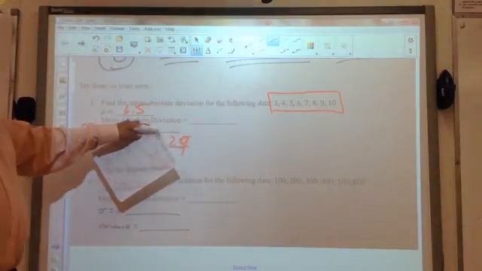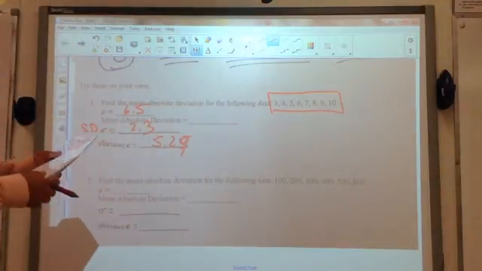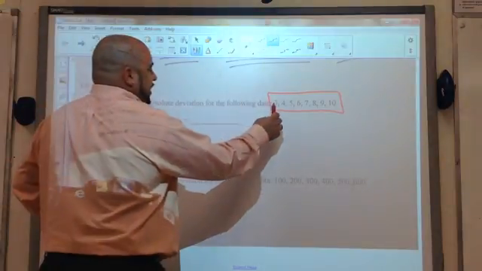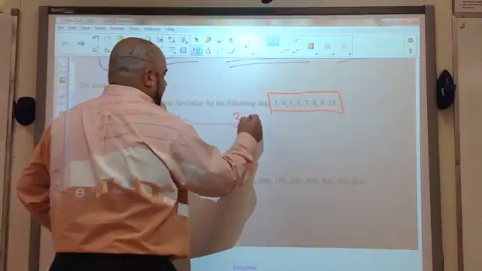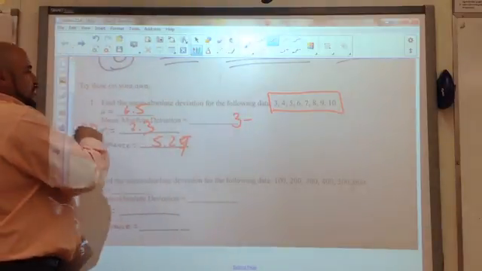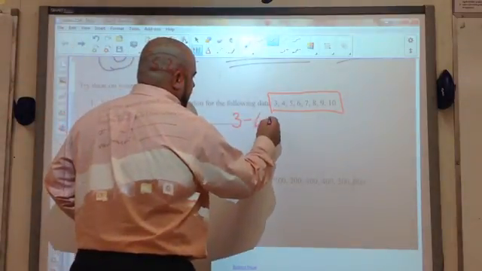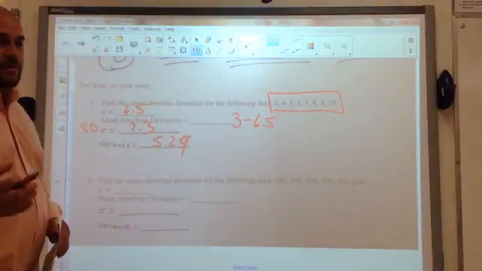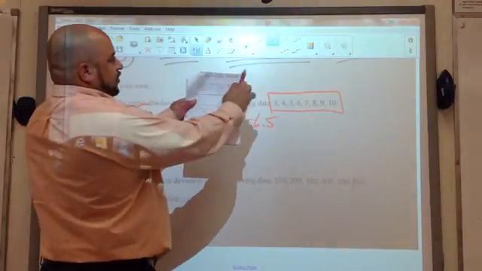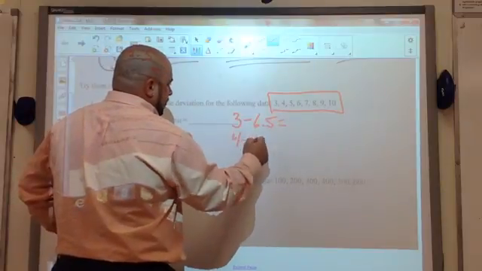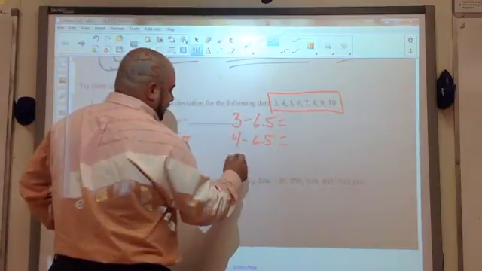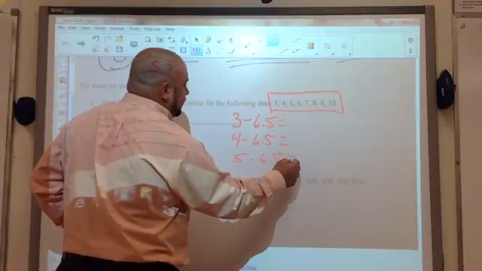Now we're going to find the mean absolute deviation. And the way it works is you're going to take every single one of these numbers and subtract it from the mean, which is 6.5. So on your paper, write this down somewhere in your space beside here: 3 minus 6.5, 4 minus 6.5, 5 minus 6.5.